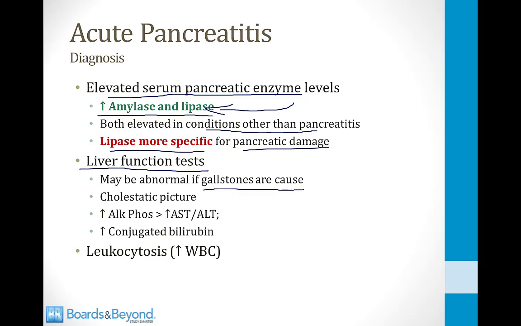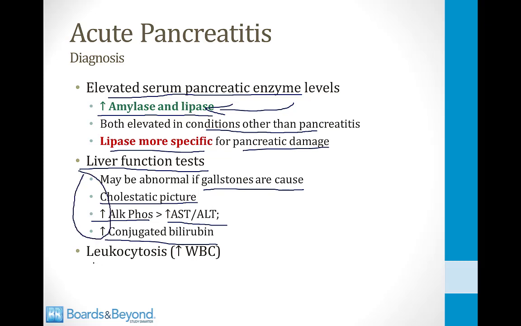You may also see abnormalities of the liver function tests, especially if gallstones are the cause. When gallstones obstruct the flow of pancreatic enzymes into the duodenum, you can see a cholestatic picture of abnormal liver function tests. I talk about cholestasis in the bile modules, but in patients who have something obstructing the flow of bile, they will have an increase in the ALK phos level that is much greater than the rise in AST and ALT levels. You can also see a rise in conjugated bilirubin. All of these things will occur if gallstones are the cause of acute pancreatitis.